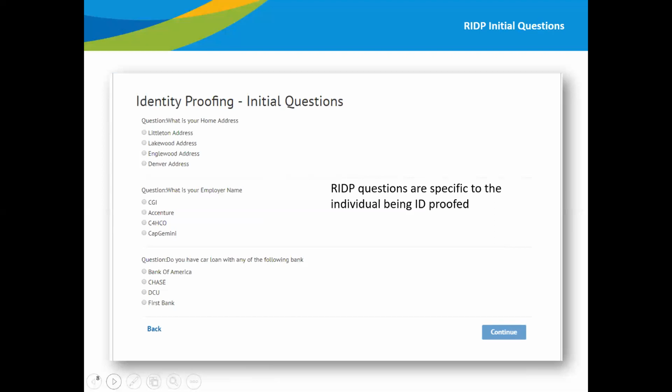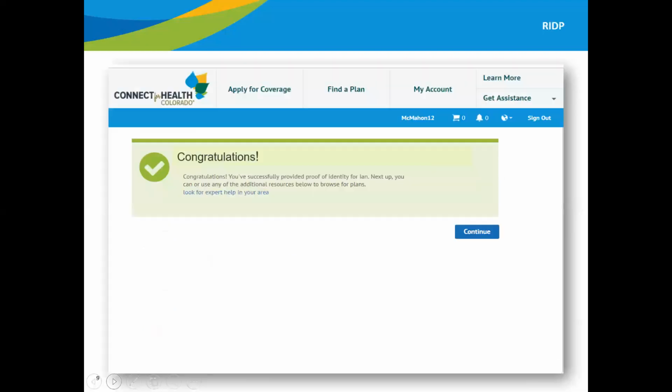Again, these questions are not generated by Connect for Health Colorado. They are generated through the Federal Data Services Hub and the Experian service, nor are the answers stored by the exchange and used for any eligibility determination. This is merely trying to electronically verify an individual is who they say they are in order to prevent fraud. Once the individual has answered those questions and they click continue, if we were to successfully establish that their identity was correct, then they would get this congratulations message and carry on with the application.